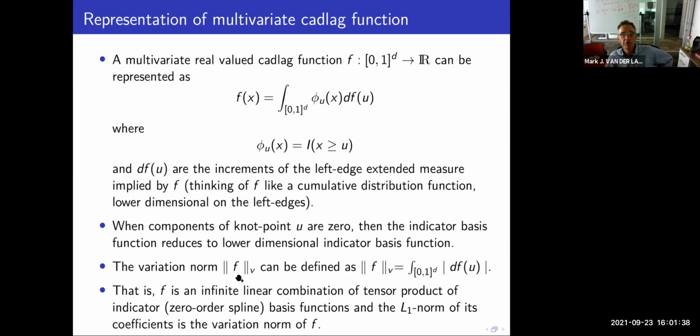So the variation norm of a function, which is how much its measure is summing up over all the absolute value of the increments, is nothing else than this, right? So you can think of this as a coefficient, and this is now an L1 norm. It's just the sum of the absolute value of the coefficients. We often call this the sectional variation norm, but it's really a measure of complexity. So what we conclude is that any function f, which is cadlag, is an infinite linear combination of tensor products of indicator basis functions, which are also called zero-order splines. And the L1 norm of its coefficients is actually the variation norm of the function.